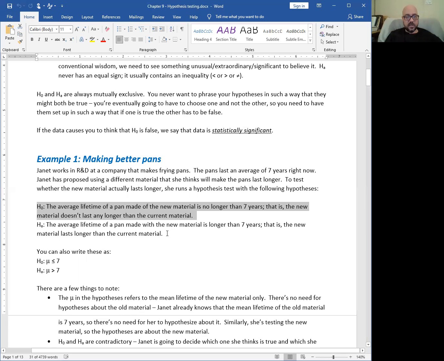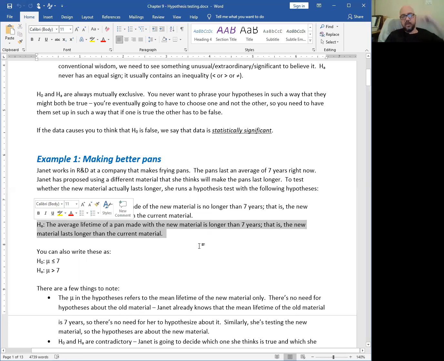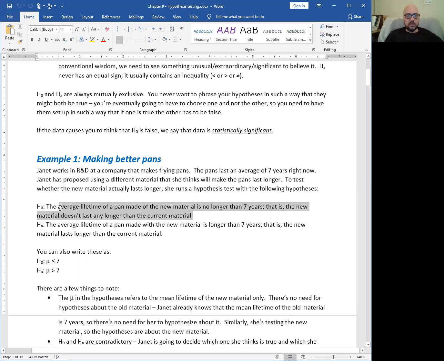And the alternative hypothesis is the opposite of that. It's the thing that Janet believes, right? The average lifetime of a pan made with new material is more than 7 years, right? It got better. So null hypothesis, same, everything's the same as always. Alternative hypothesis, things are different, right?